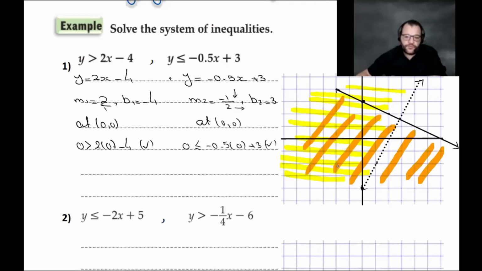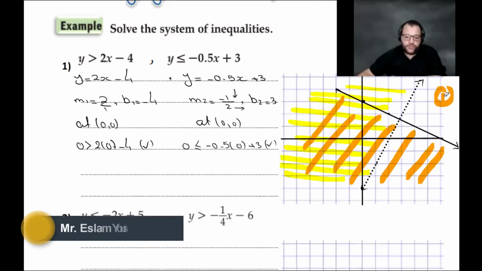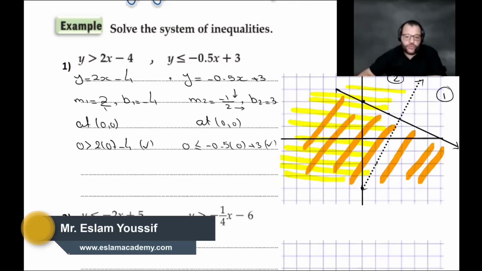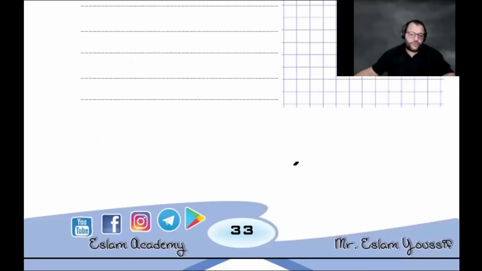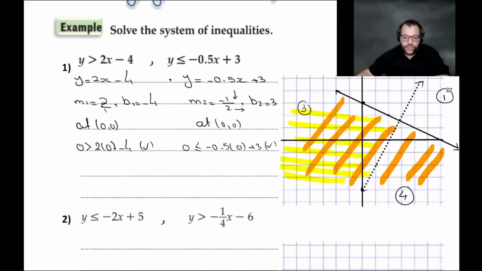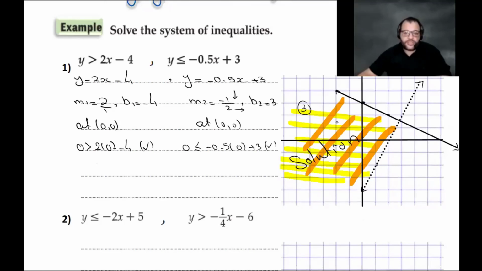Where is the common part? It's shaded with yellow and orange at the same time. So that's region number 1. Region number 1, 2, 3, and 4. Which region? Region number 3. It means the solution now will be only the region number 3. That is the solution. Right here, this is the solution. Only find the common shaded part. So the solution of the system of the inequality will be the common shaded part.